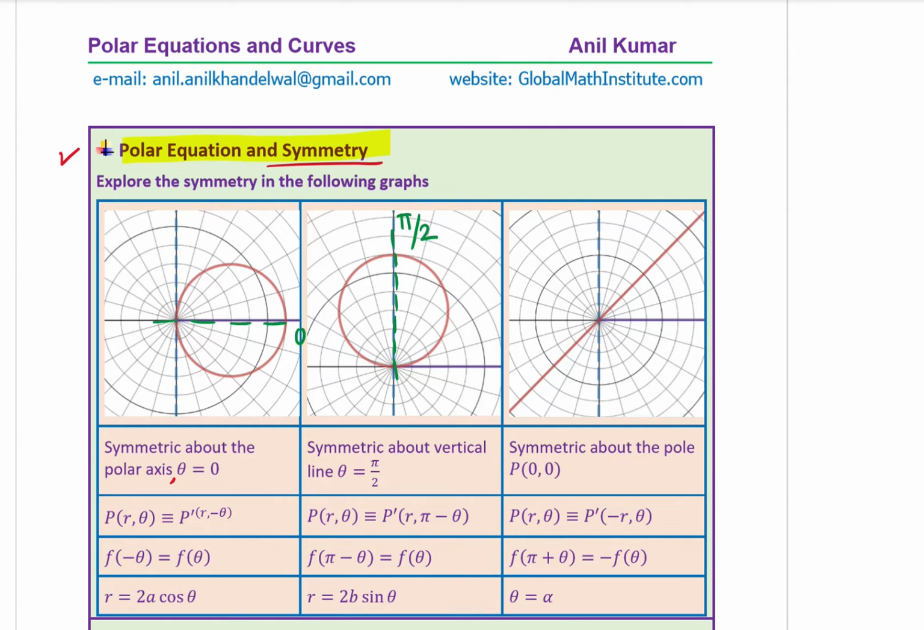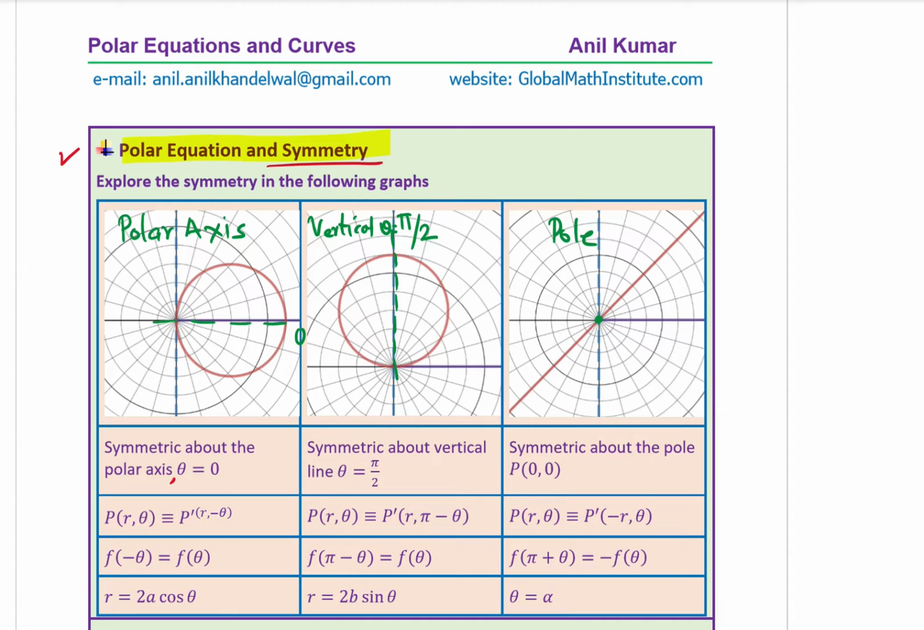Now in the third case, we see that the graph is diagonal. It is symmetric about the pole itself, correct? So here, this is symmetric about the polar axis, and this is symmetric about the vertical axis, where theta equals pi by 2, and this is symmetric about the pole. Clear? So these are three very critical symmetries to analyze before sketching the graph.